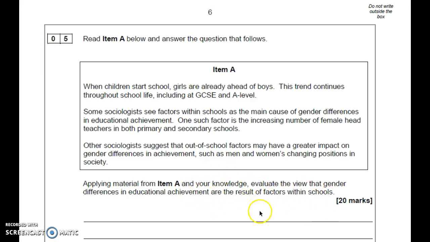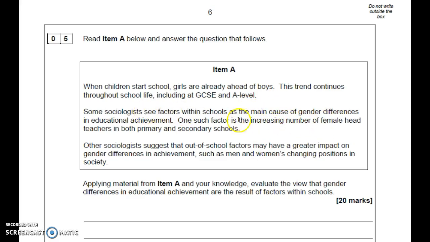And then this question was asking about in-school factors. Okay, so it gives you a couple of clues within here. So for example, you have got female head teachers. You might mention things like role models and things like that.